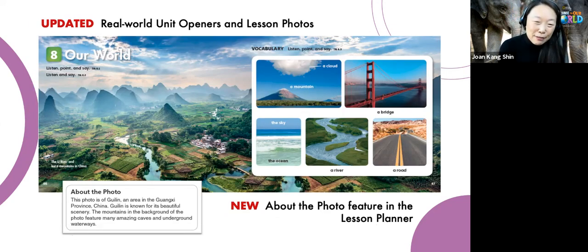Here's another updated photo in the unit opener about our world. You see in this photo, it is in Guilin, an area in Guangxi province, China. Guilin is known for its beautiful scenery. The mountains in the background of the photo feature many amazing caves and underground waterways. Is there anyone here from China? What's amazing about this real world photo is that it helps to teach all of the vocabulary in the unit just in that photo. I find it to be an amazing photo to teach English.